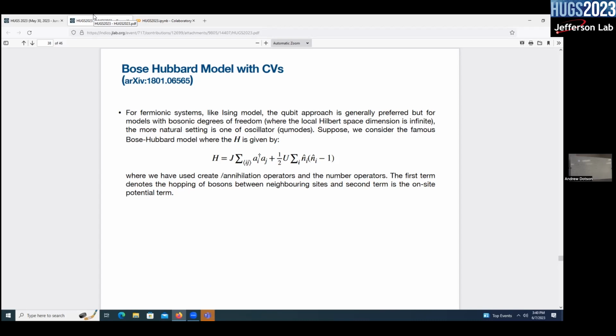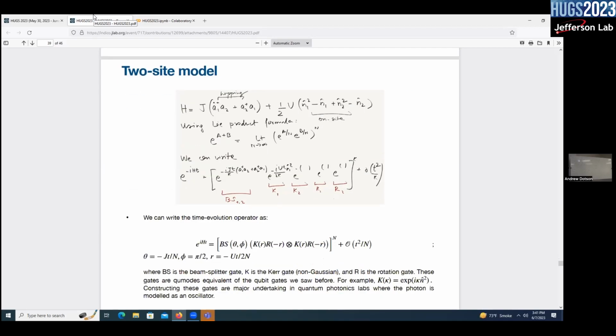And for this, the Hamiltonian is written not in terms of Pauli strings, as you can see, but in terms of creation and annihilation operators, A_i dagger A_j, and N is the number operator, which is defined as A dagger A. We know the matrix representation of the creation and annihilation operators, so you can rewrite the Hamiltonian and then do a Hamiltonian simulation of that Hamiltonian using something called the Lie product formula.